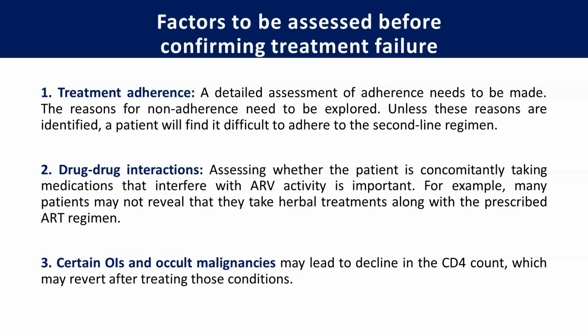Then only we can ensure that we are referring to SACEP only those cases where the viremia or unsuppressed viral load is because of treatment failure. Otherwise, what is happening is 90% of the referrals made to SACEP have unsuppressed viral load because of non-adherence, and unfortunately they are being put from second line and then to third line, which increases the pill burden, increases the cost of the treatment, and is not achieving anything. So this is the most important thing regarding adherence.